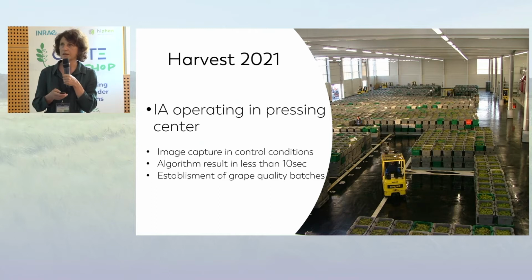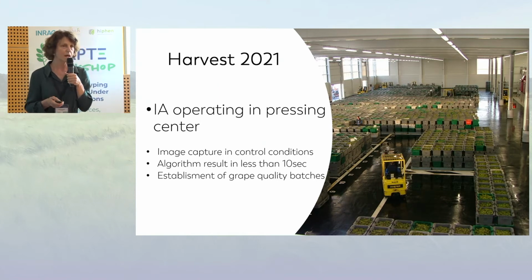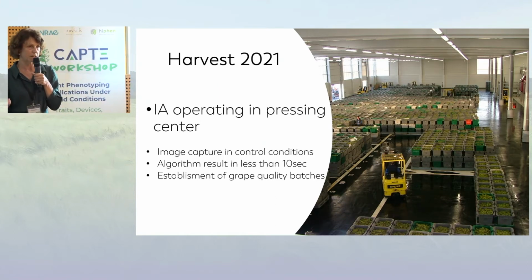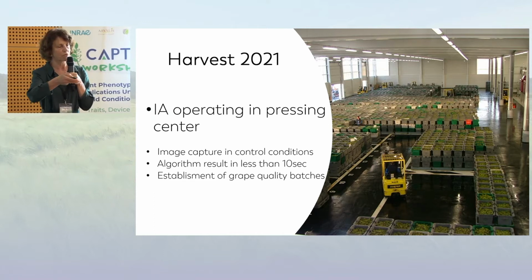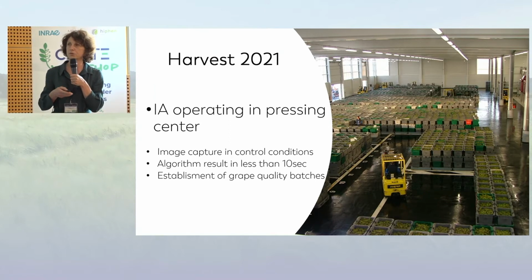So what we did in fact is that we take as a unit the palette. When we go in the vineyards and we pick up the grapes, when you go to the grape center, in fact the unit is a palette. So the palette is here. It's 12 boxes. And we decided to take the picture of the palette, in fact, the 4 boxes that were on the top of the palette, and to use this as a unit to make the different batches of different qualities of grapes.